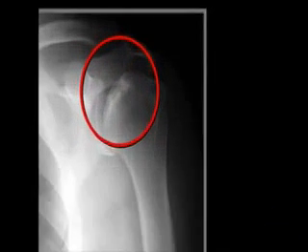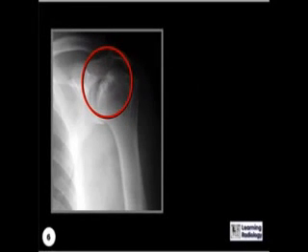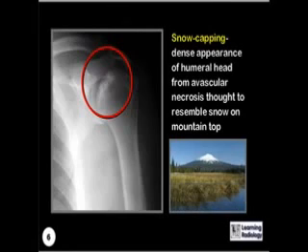What sign is demonstrated here? That is snow capping, which is the dense appearance of the humeral head from avascular necrosis, thought to resemble snow on a mountaintop. Possible causes include steroid administration or sickle cell disease.